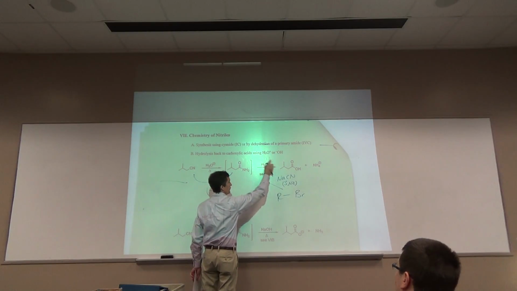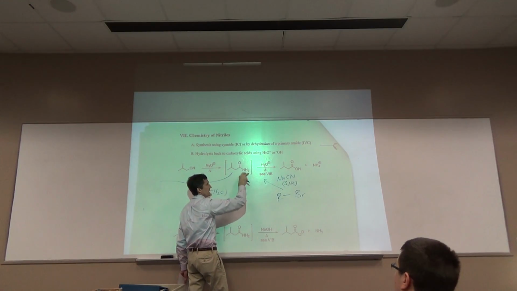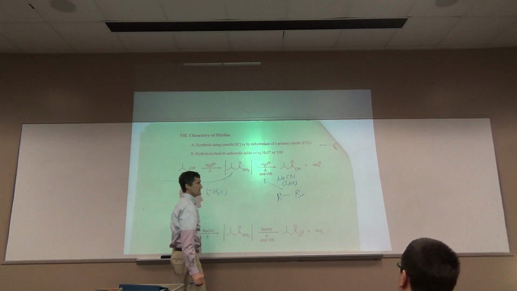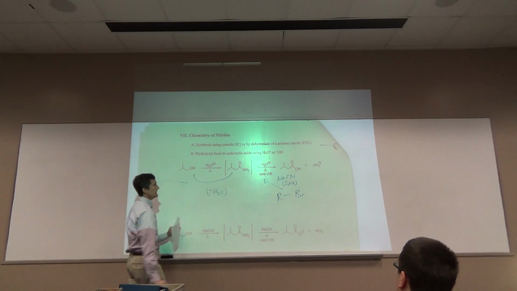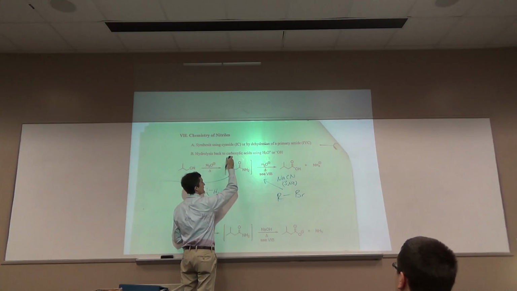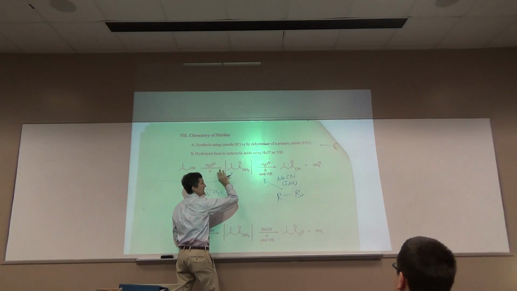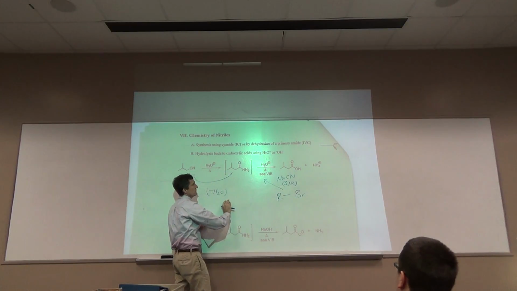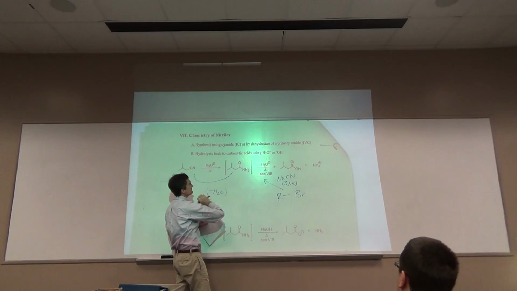But then we can add water again, and we can hydrolyze off the nitrogen, and we can get the carboxylic acid. Typically, this reaction is difficult to stop here. In brackets means it's not isolated, but it just continues on. And so we can go all the way.